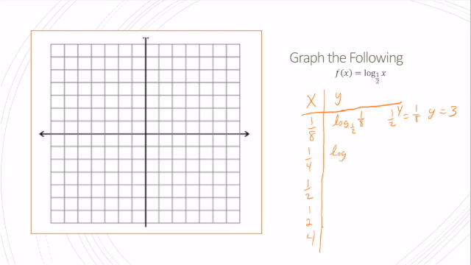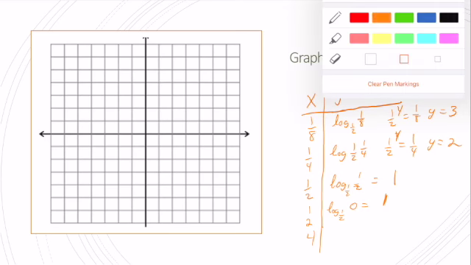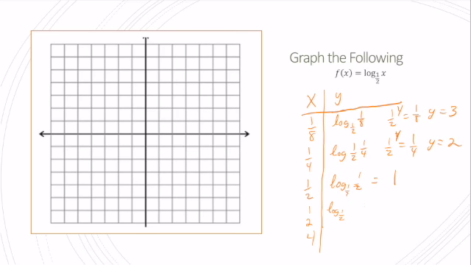If I have log base 1/2 of 1/4, that's saying what power do I raise 1/2 to in order to get 1/4? Well, that is y equals 2. Log base 1/2 of 1/2 is going to give us 1. Log base 1/2 of 1 is going to give us 0 because 1/2 to the 0 is 1. Anything raised to the 0 power except 0 is 1.